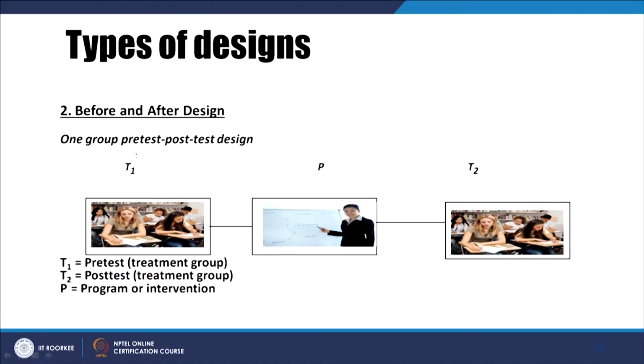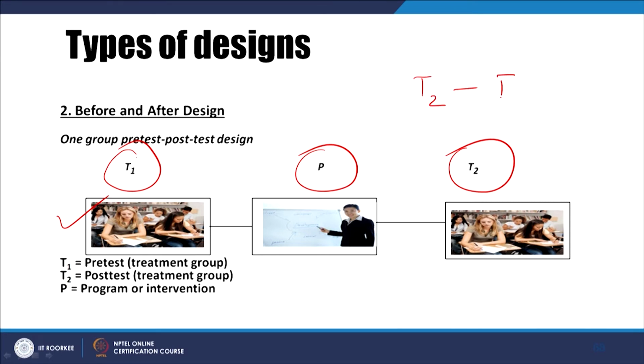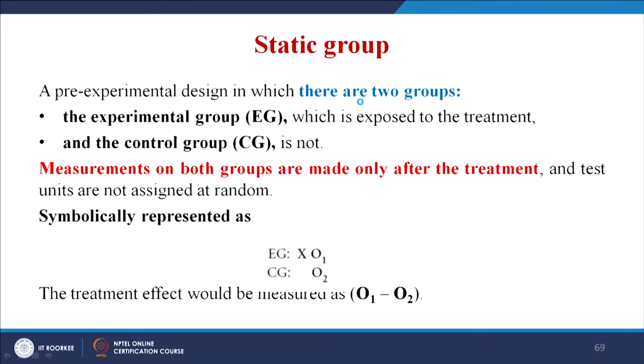Okay. Now, take this example. You took a test T1 before, then you gave a treatment, then you observed again by taking a test 2. So, this test score T2 minus the test score T1 is the effect of this study, or this treatment effect. Okay. Then the third is the static group.